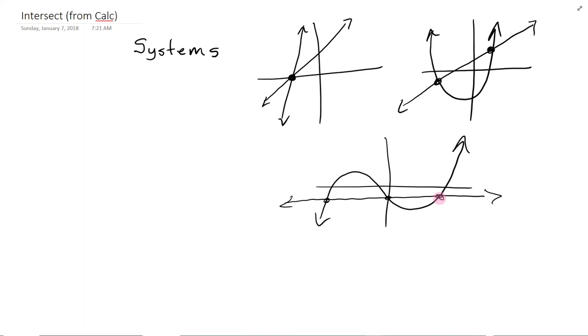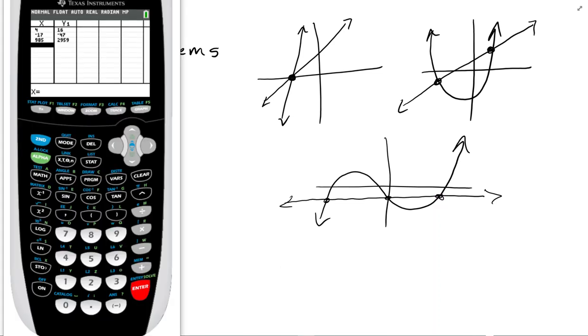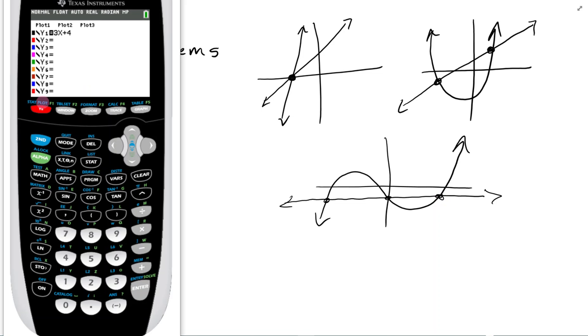Now, to do those with the grapher, the first thing we'll have to do is put the two equations into the y equals. So if I go back to my calculator, and I go to the y equals, I can leave that line that I used in a previous video in there, and I can put in another line. Let's suppose it is negative 4x minus 5, and I am in a standard viewing window.